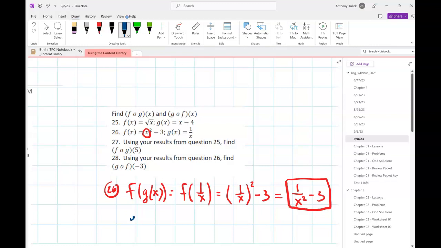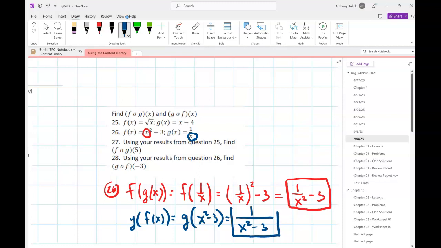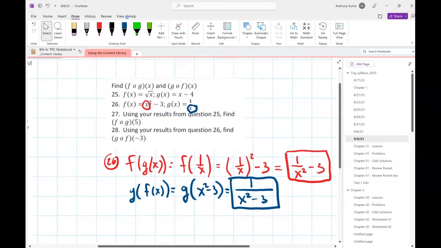Yeah. And then the other direction, we're doing g of f of x. So the f of x this time is x squared minus 3. So that means I'm going to be plugging that in for the x in g. So I'm going to have 1 over, but instead of x, I'm going to write x squared minus 3. So there's that.